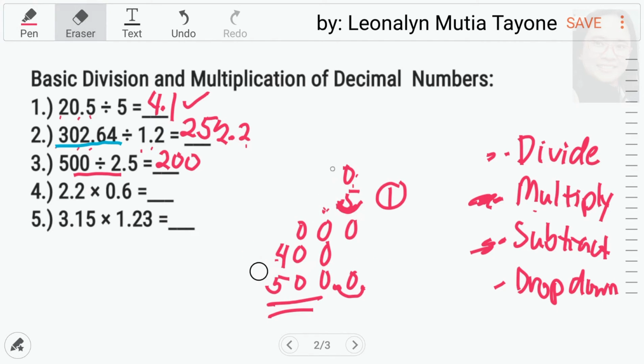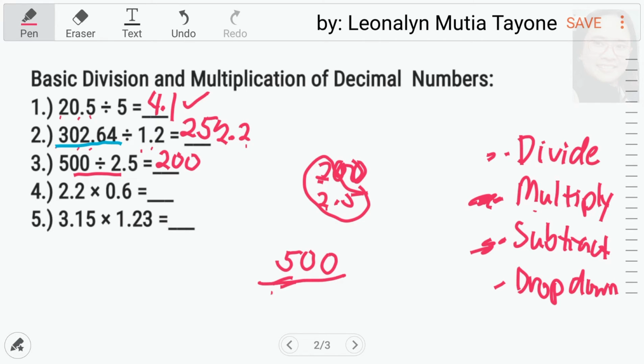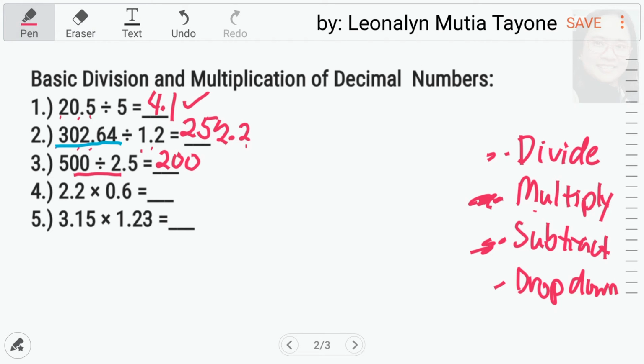Doon tayo sa shortcut. Since dalawa namang 0 yan, tapos 2.5, dito ka na mag-focus. So, ang i-multiply mo, si 2.5, i-multiply mo sa 2. Dalawang 2.5, and that is 5. Okay? Tapos, si 200, dalawang 0, i-add mo si dalawang 0 diyan. So, ito na yung sagot. 500. Next, dito tayo sa number 4.